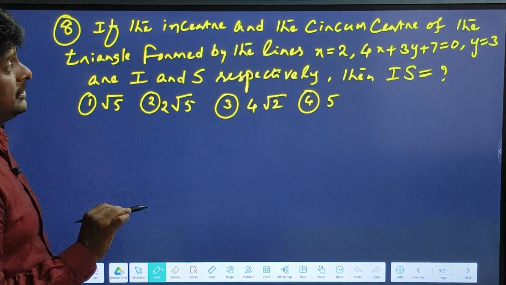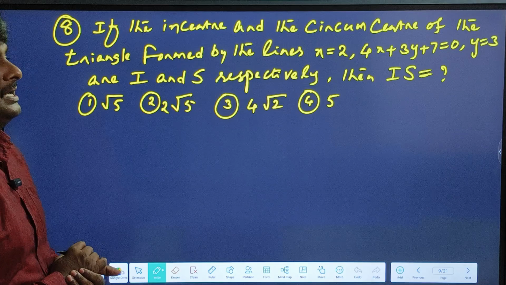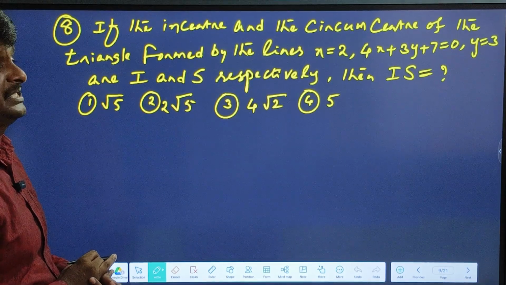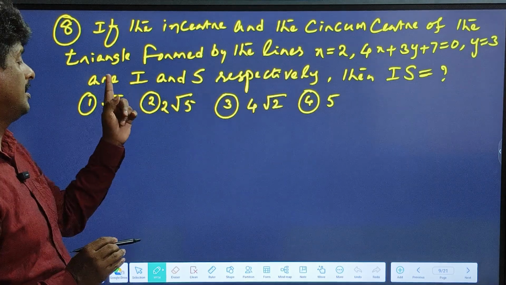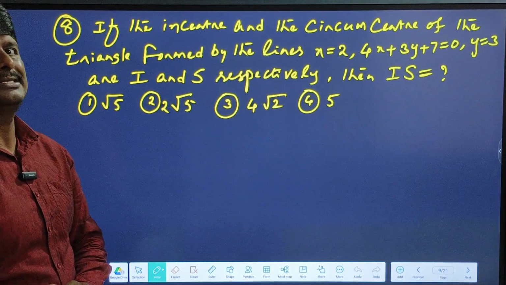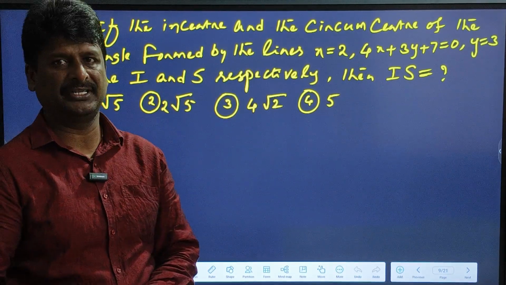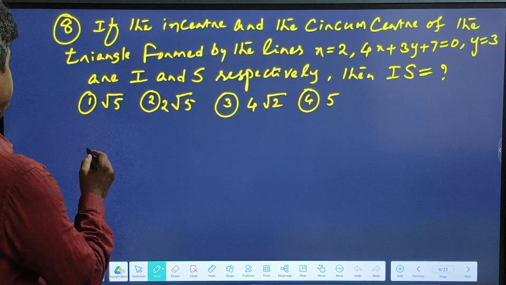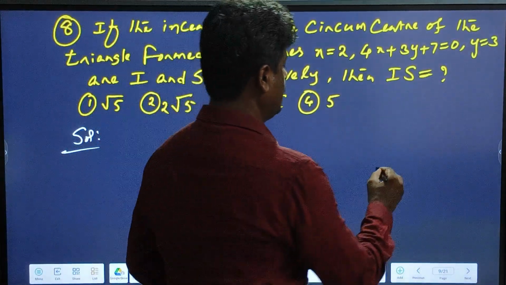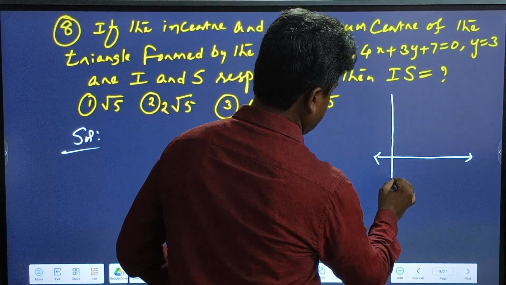If the incenter and circumcenter of the triangle formed by the lines x = 2, y = 3, 4x + 3y + 7 = 0 are I and S respectively, then IS is equal to... Okay, do observe that of the given lines, one is horizontal, the other one is vertical.